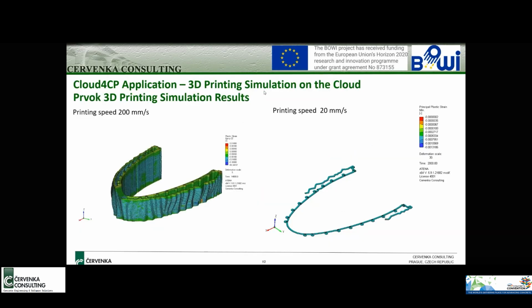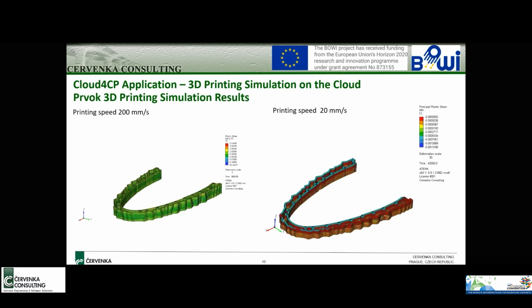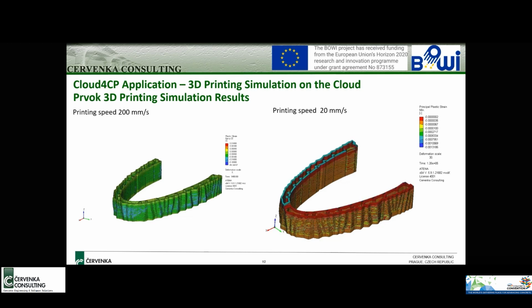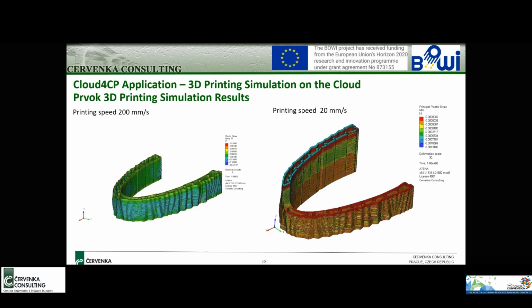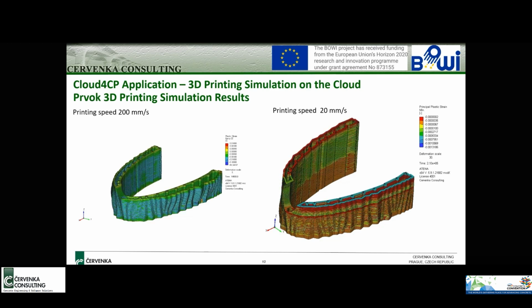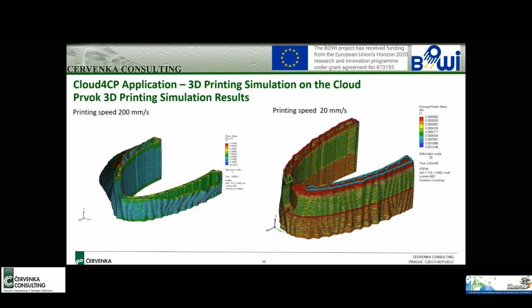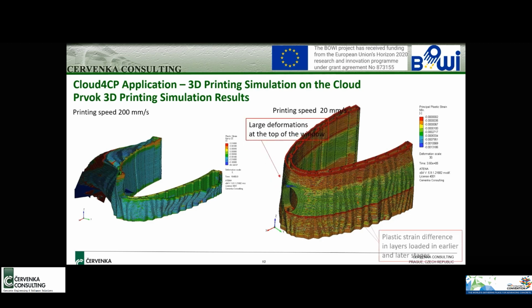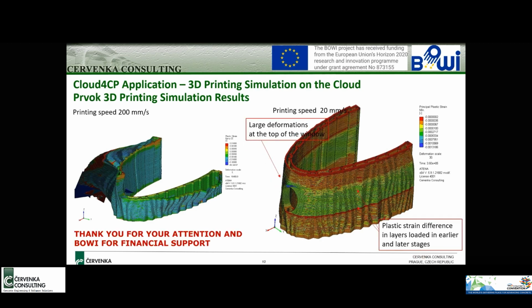So I would like to summarize showing the results from the Prvok simulation. You can see 2 simulations, one using the speed of 200 millimeters per second on the left, and on the right is the speed of 20 millimeters per second. As you can see, the one on the left collapses at about 1.4 meters, and the one on the right can be built all the way to the top, although we can see some large deformations.